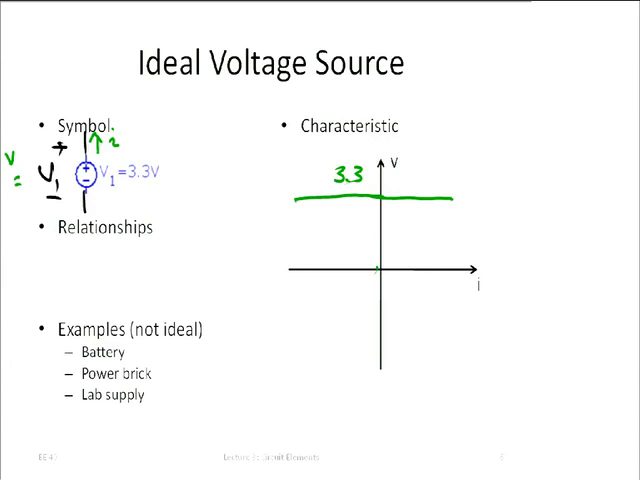Suppose actually the current here was 10 amps. So I'm at this point, suppose, right? How much power is this source delivering to the rest of the circuit that I haven't shown there? 33 watts, right? Okay, so now we could, of course, also end up here, minus 10 amps.